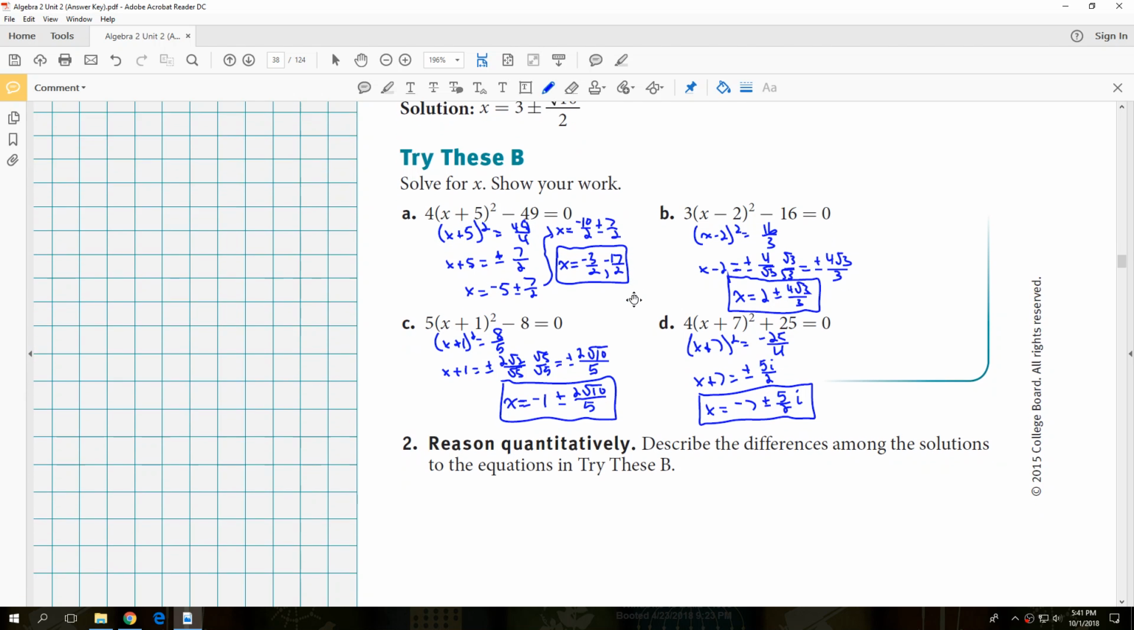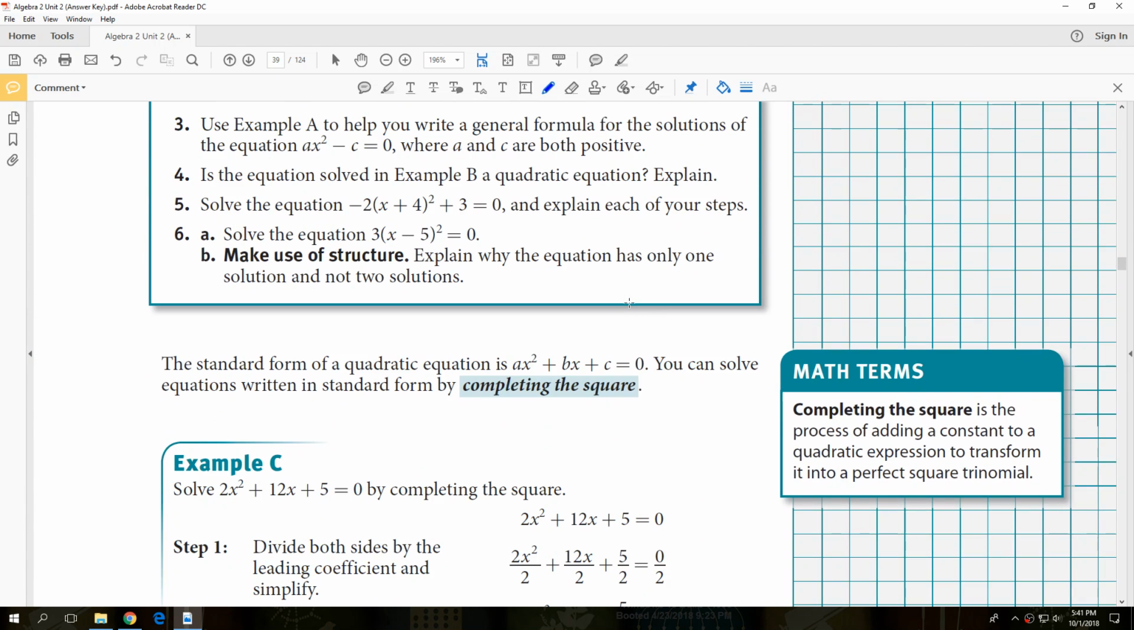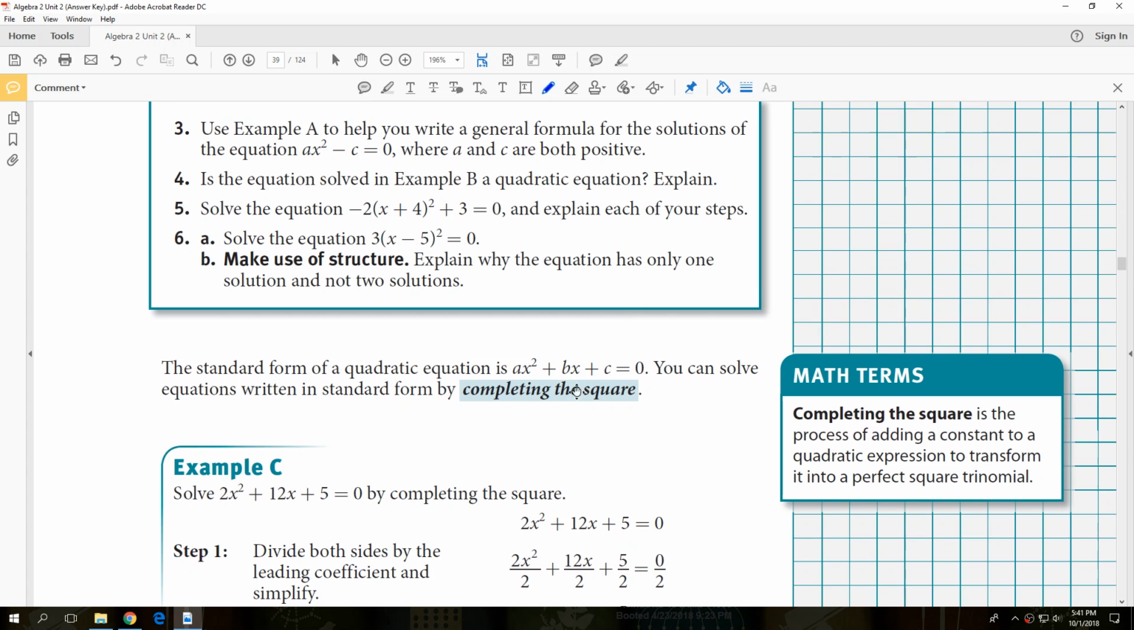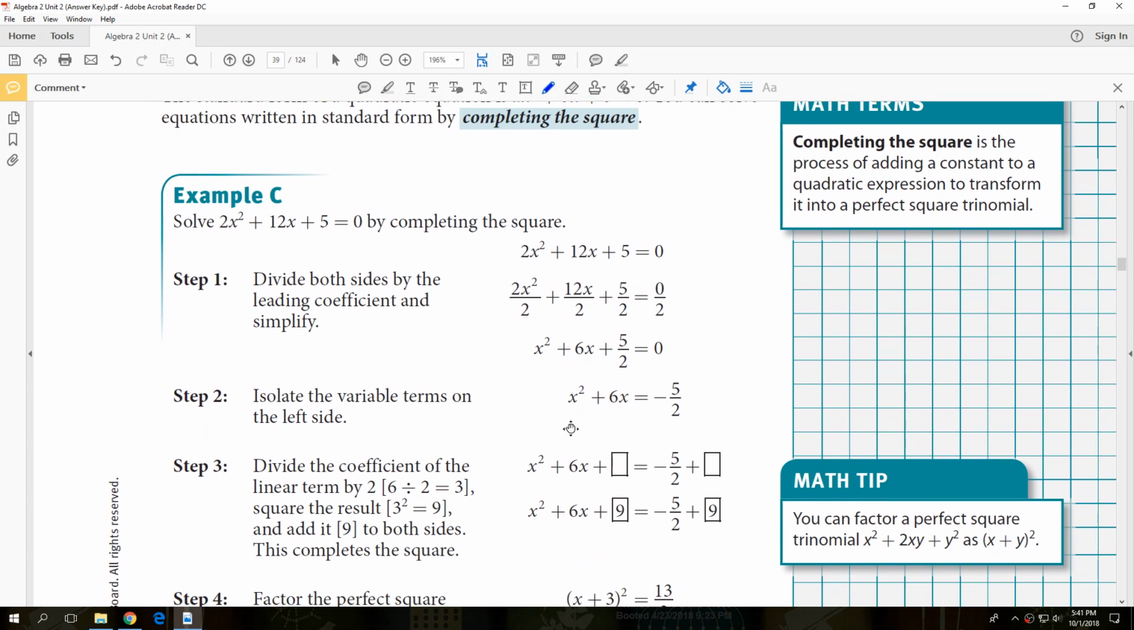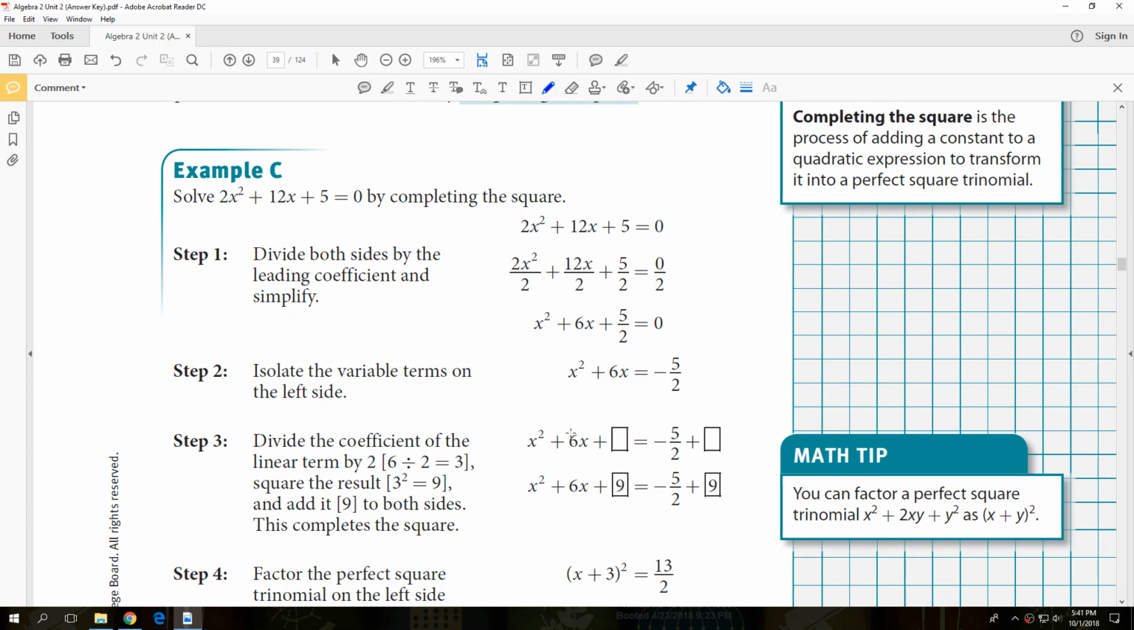Okay. All right, so let's keep moving on. So now we are getting to completing the square. Completing the square is an extremely useful tool, and it's extremely similar to the quadratic formula. In fact, we use completing the square to derive the quadratic formula, and we're going to cover that in our next lesson.